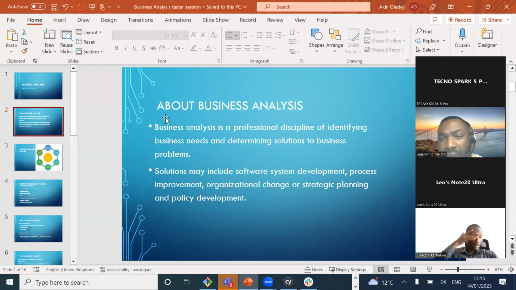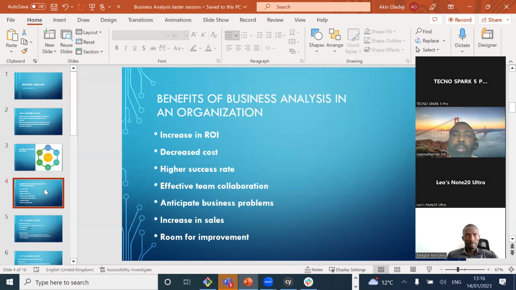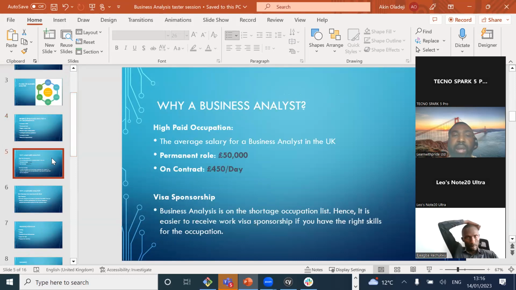About the business analysis role, I will leave this to the SME, the subject matter expert, a facilitator I'll be calling on later on to tell you more about this journey. But let me go to the aspect that really concerns my own presentation. Why a business analyst? Why do you want to consider a business analyst as your next career path?